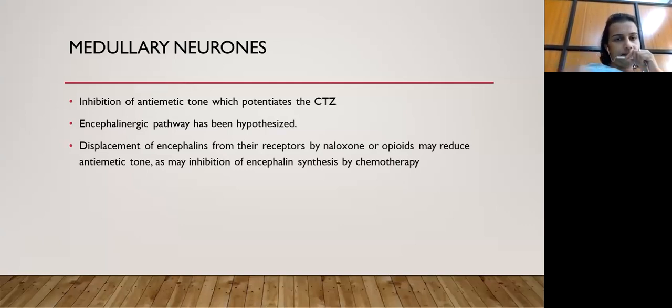Basically, what they do is inhibit the antiemetic tone, which will potentiate the effect of the CTZ. Because the enkephalinergic pathway is postulated, what we believe is that when we displace the enkephalins from their receptors by naloxone or opioids, it will reduce the antiemetic tone, and that is responsible for the vomiting caused by naloxone or opioids. Chemotherapy causing nausea and vomiting can also be because we inhibit enkephalin synthesis, and that will reduce the antiemetic tone. But this is just a theory that's been postulated.